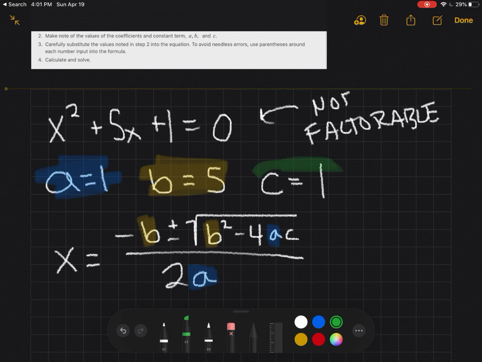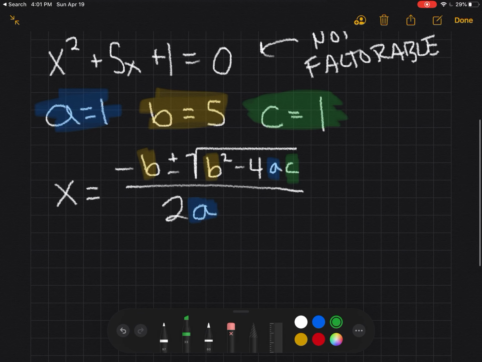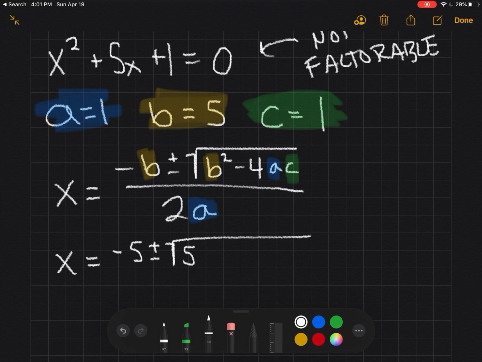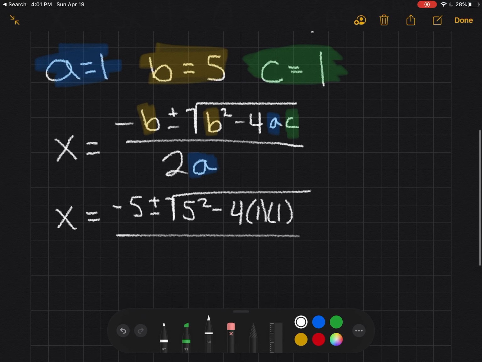So what I'm going to do, here I have a is equal to 1. So everywhere that I see a in this equation, I'm going to replace it with the number 1. b here is equal to 5, so everywhere that I see b, I'm going to replace it with 5. And c here is equal to 1, so everywhere that I see c is going to be replaced with 1. And then after that, all I do is simplify and we're good to go.